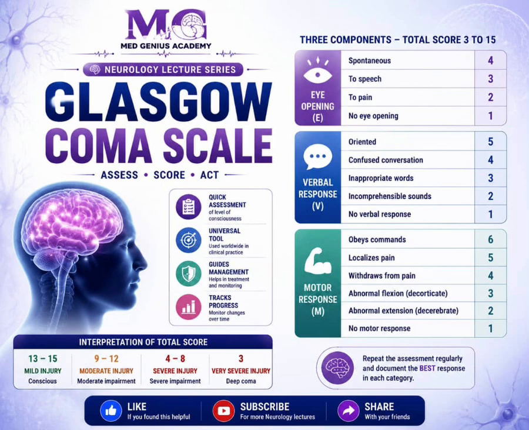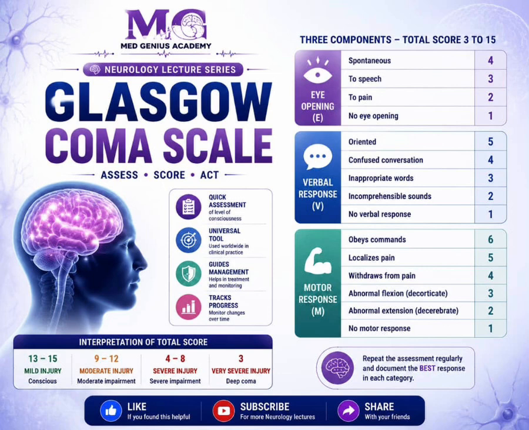But here we'll be starting with what we call the Glasgow Coma Scale. The Glasgow Coma Scale, so we call it the GCS. Are you getting that? The Glasgow Coma Scale, GCS. That is the first topic we'll be starting in our neurology playlist, or the neurological assessment.